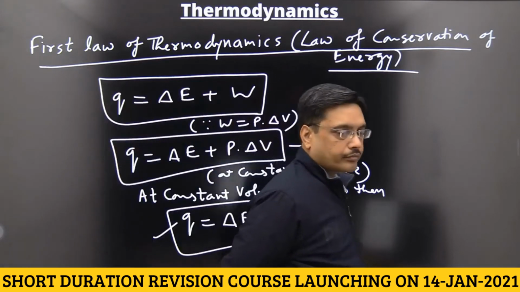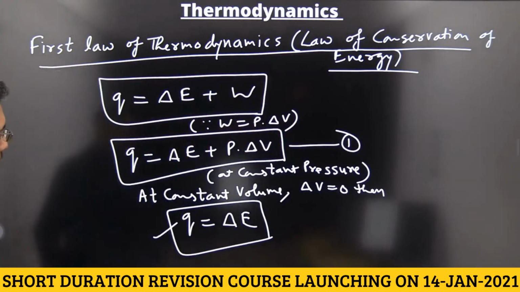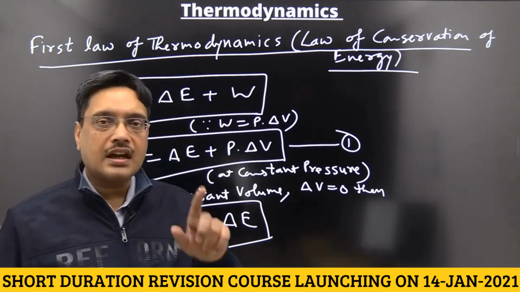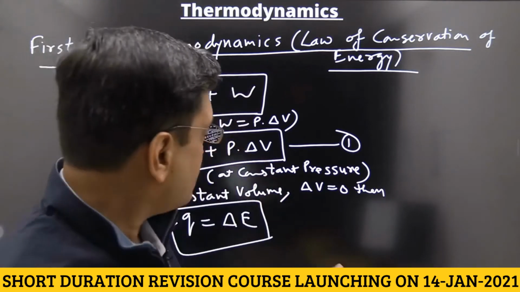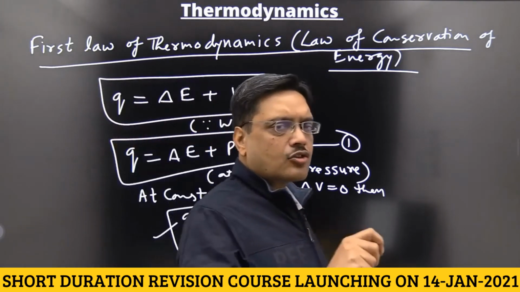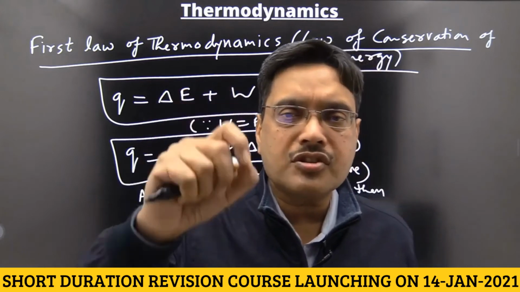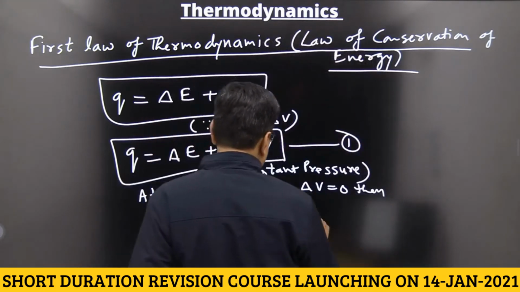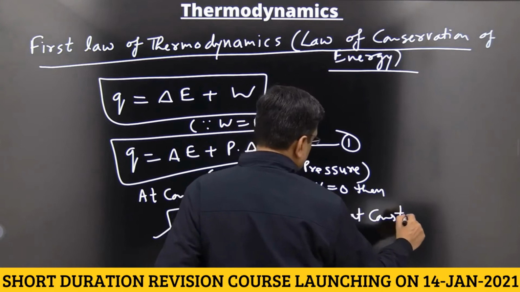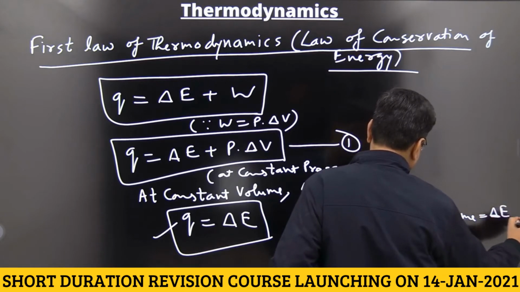Q is equal to delta E. So the amount of heat supplied to the system is equal to the change in internal energy at constant volume. If heat at constant volume is given, it means delta E is given. Heat at constant volume means change in internal energy. So heat at constant volume means delta E.